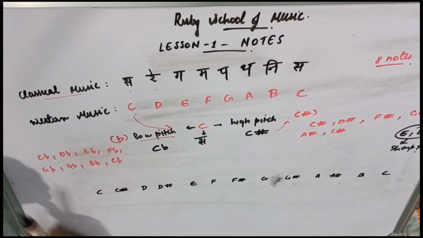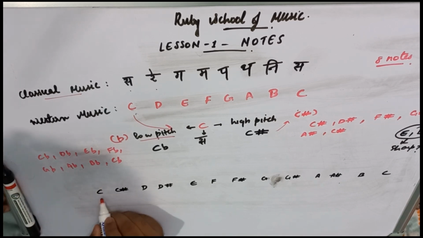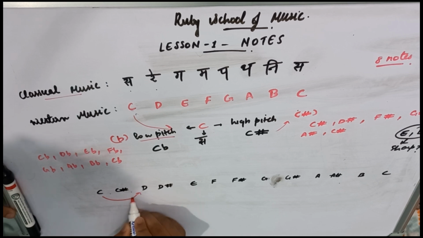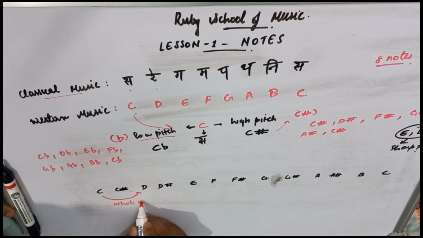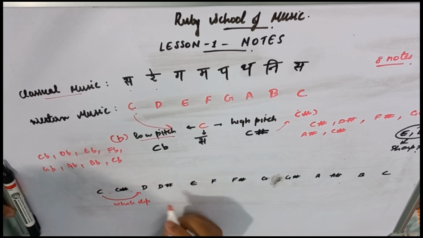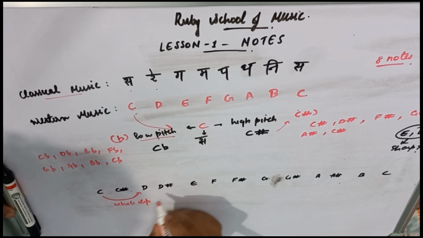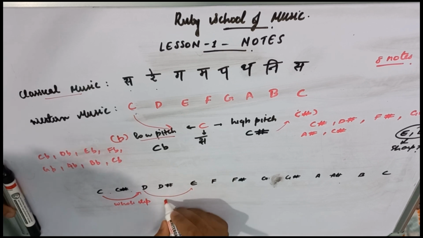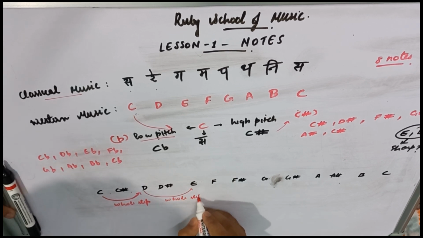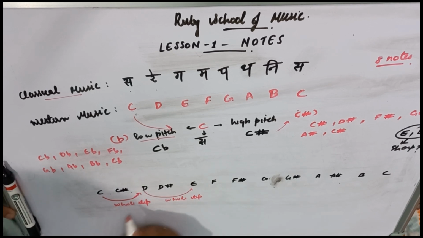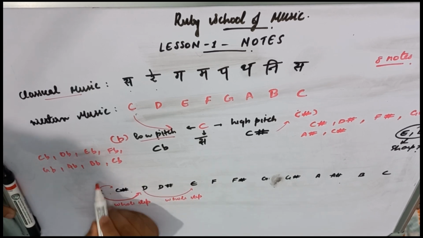Now, this distance, 1, 2, this C to D, this is known as a whole step. And D to E, this is also known as a whole step. 1, 2, this is called a whole step. So C to C sharp is called a half step.